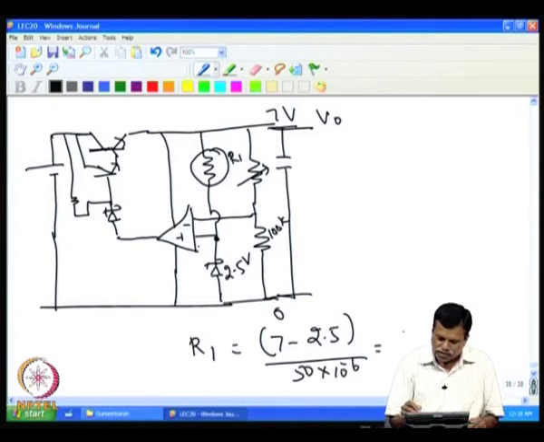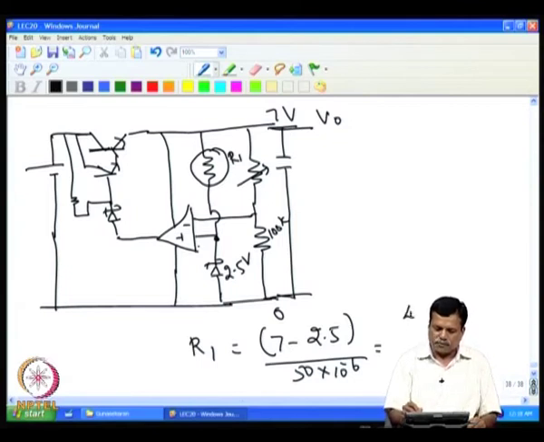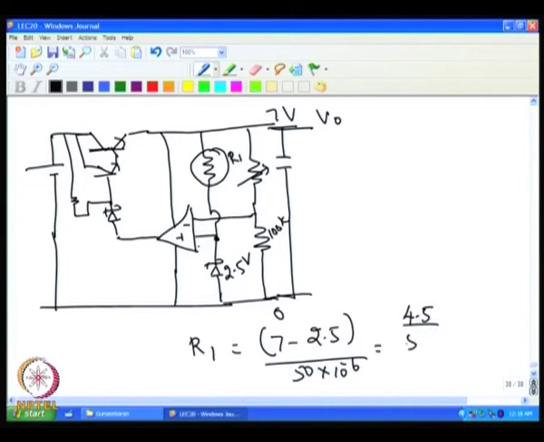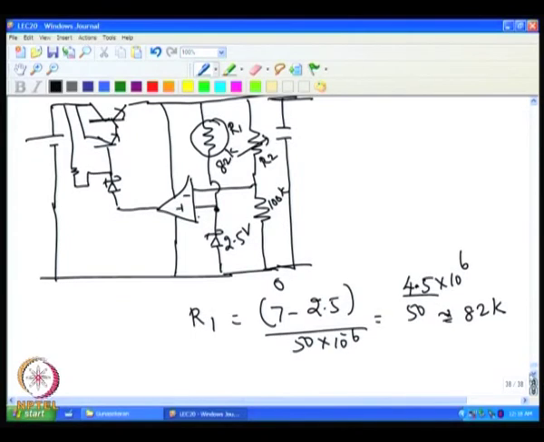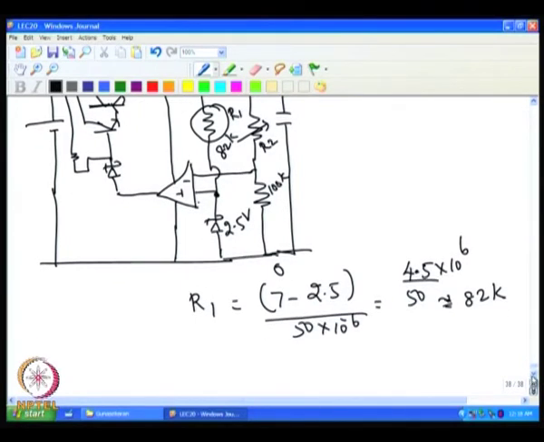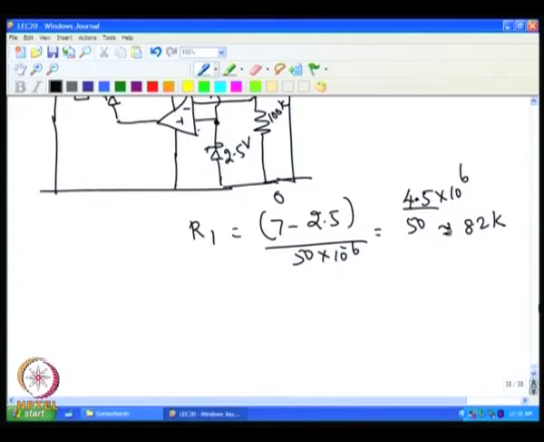That comes, for example, to 4.5 volt divided by 50 microamps, which comes close to say 82k resistance that we will use for this purpose. So we will have 82k resistance, so that the current drawn by this is limited to slightly more than 50 microamps. Then we can take this 100k, and R2 can be selected such that the output is 7 volt. So we can calculate the value of R2.